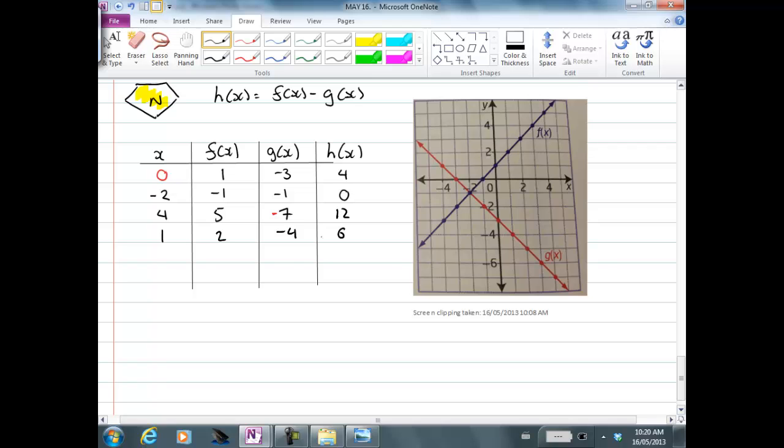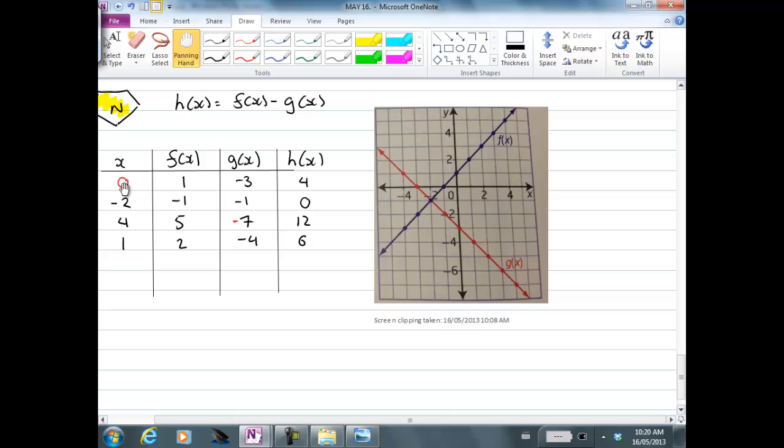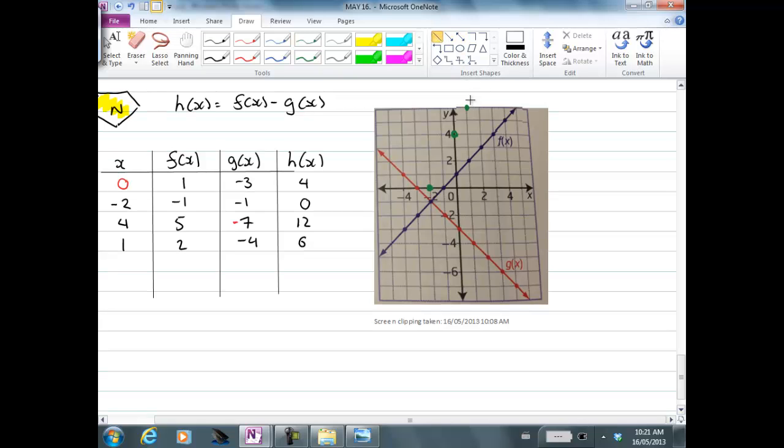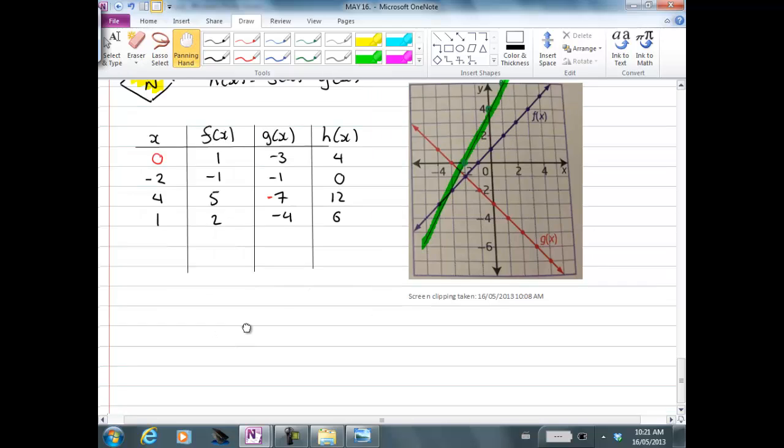So what we're going to do now is plot this in. When x equals 0, I'm going to use the green. h of x equals 4. So here's my first point right there. When x equals -2, h of x equals 0. When x equals 1, h of x is 6. Hey, look at this. If I did it right, I should have a straight line going something like that. And that is h of x. That is the best way to do it. Otherwise, you will not be able to come up with an equation later.